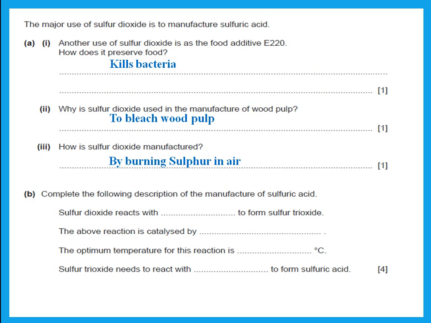Okay, complete the description. Sulfur dioxide reacts with what to form sulfur trioxide? With oxygen. The above reaction is catalyzed by, so this is the contact process, from sulfur dioxide plus oxygen to give sulfur trioxide. What was the catalyst? Vanadium oxide, or V2O5. What was the temperature? 450. Sulfur trioxide needs to react with what to form sulfuric acid? Remember that we said basically it can react directly with water to form sulfuric acid, but we do it in a roundabout way as we explained.